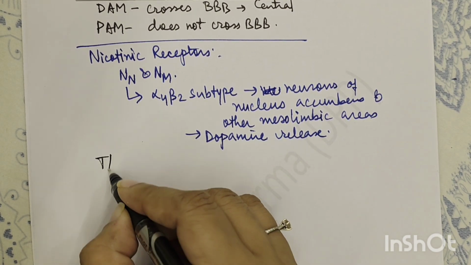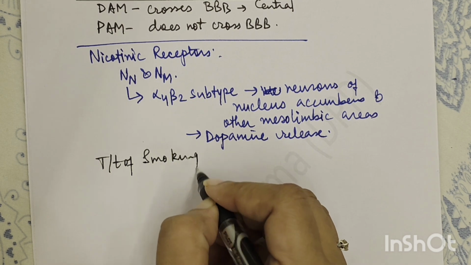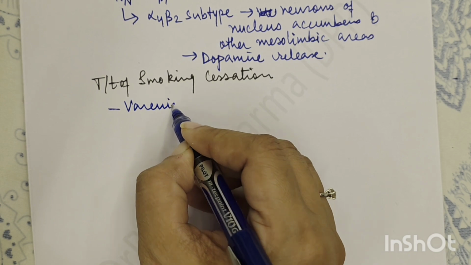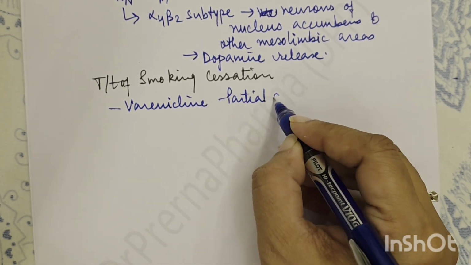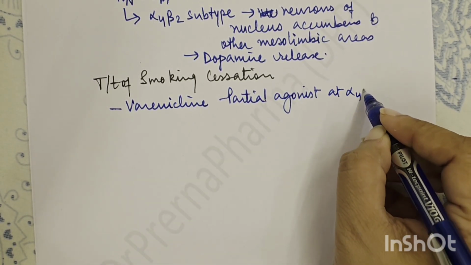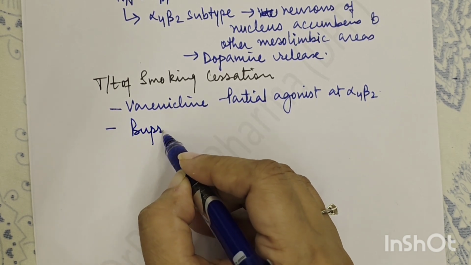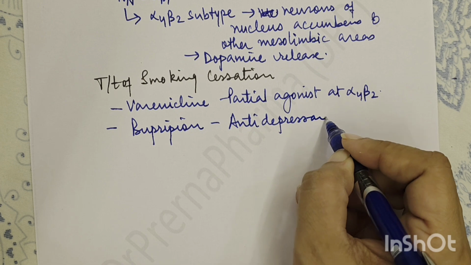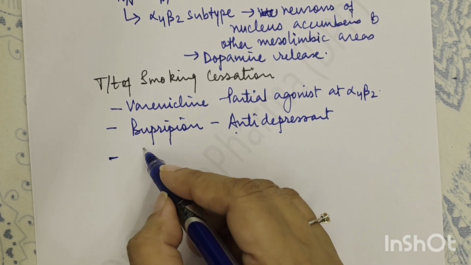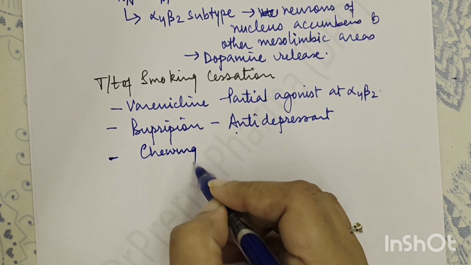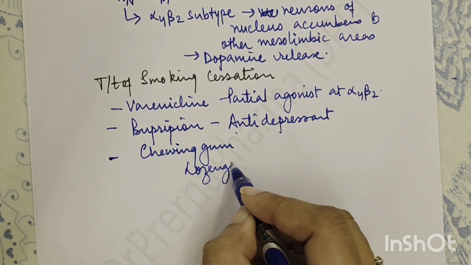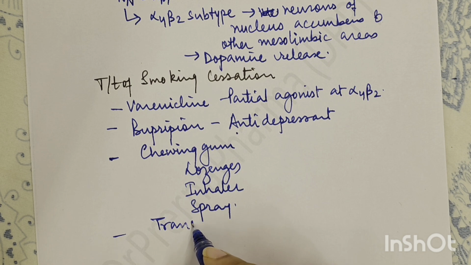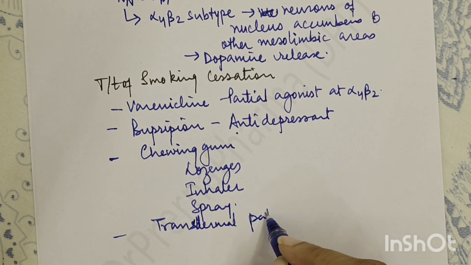So what are the drugs for treatment of smoking cessation? What are the drugs that are there in the market? So we have varenicline, which is a partial agonist at alpha 4 beta 2 receptor. Then we have bupropion, which is an antidepressant, and it inhibits the reuptake of noradrenaline and dopamine. Then we have nicotine chewing gums, lozenges, inhaler and spray, right? And we have nicotine transdermal patch.